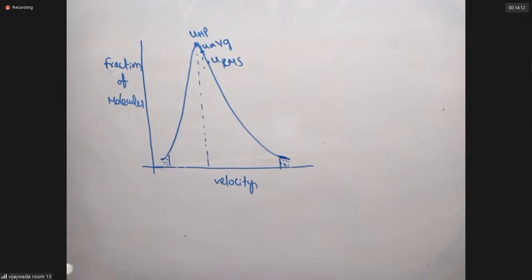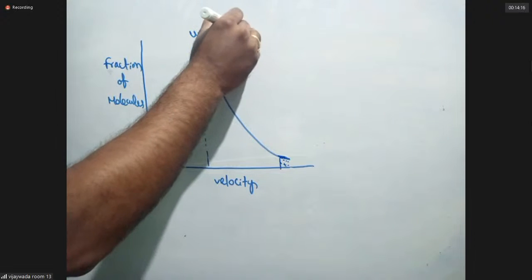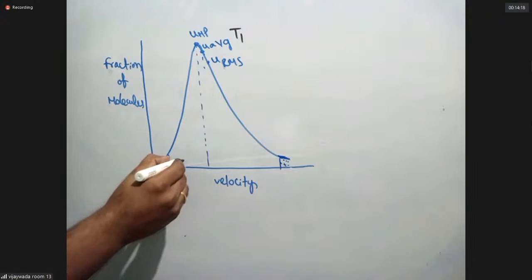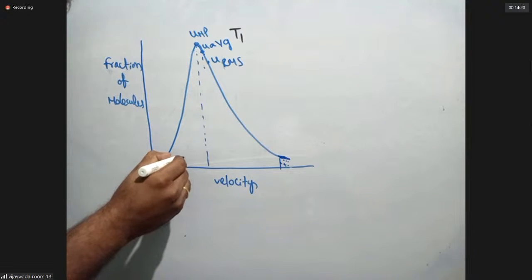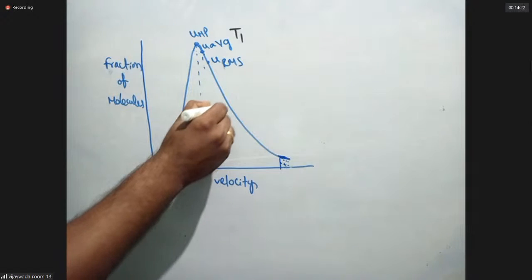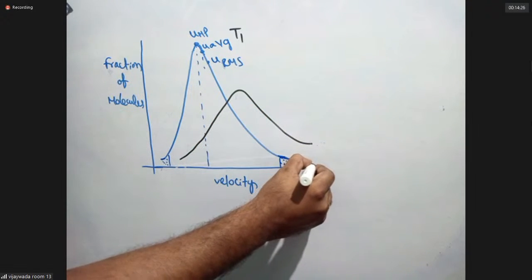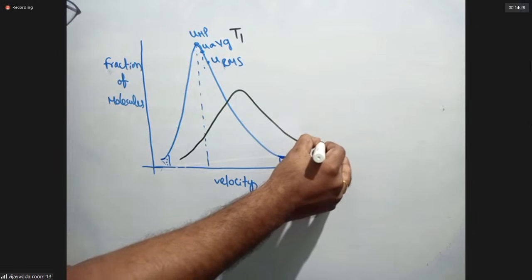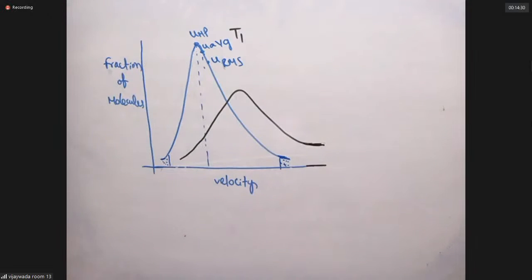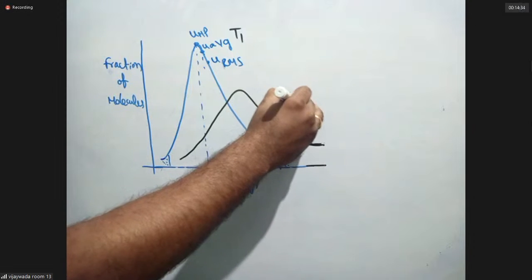When it is temperature T1, and when temperature rises, the same number of molecules are present, but the curve will be flatter like this. So it is at temperature T2.